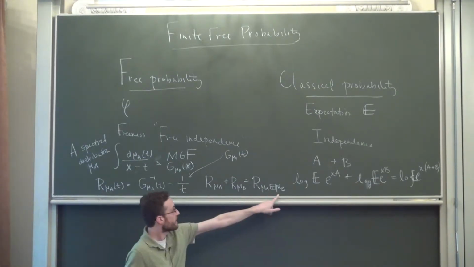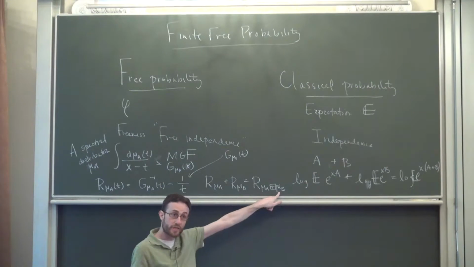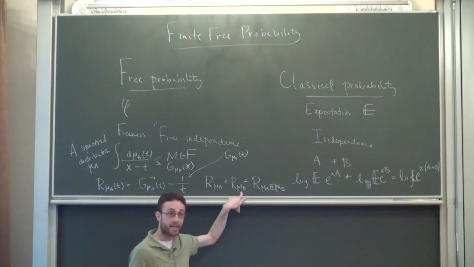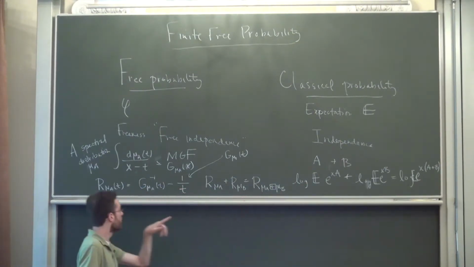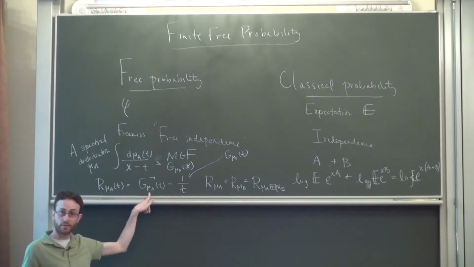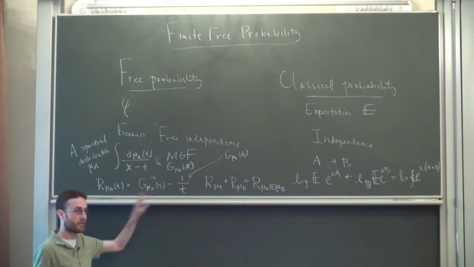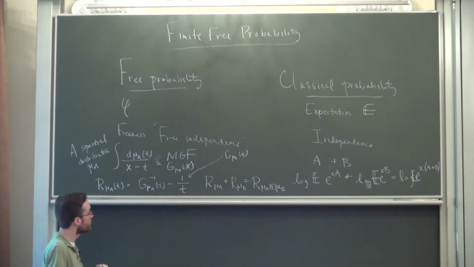And obviously, if you wanted to add a distribution that did nothing to the original one, you need to be adding 0 here. So this 1 over t is essentially turning, if you take this inverse of G mu 0, you need to turn that into 0. So you're adding 0 to it.